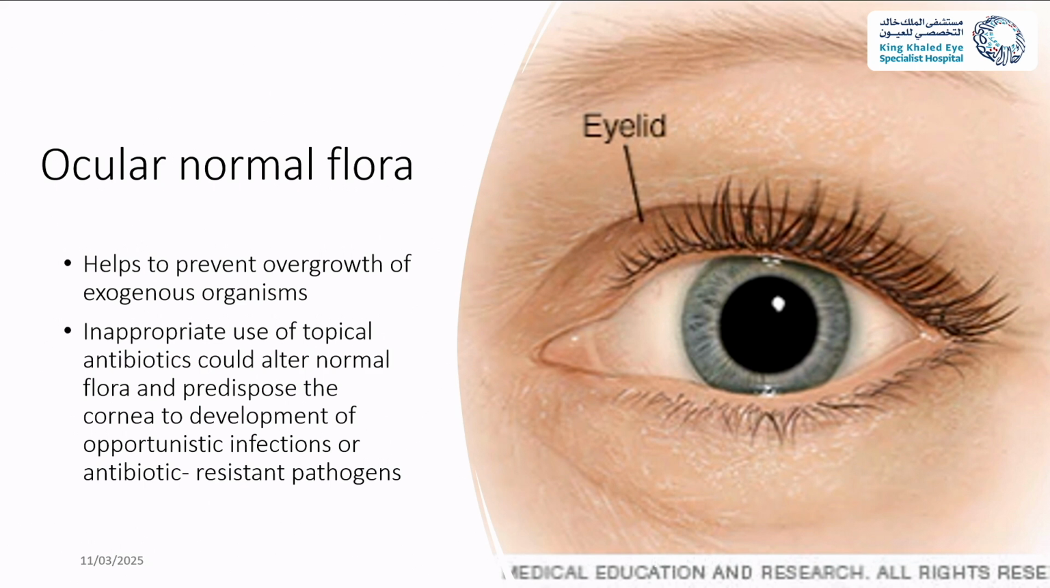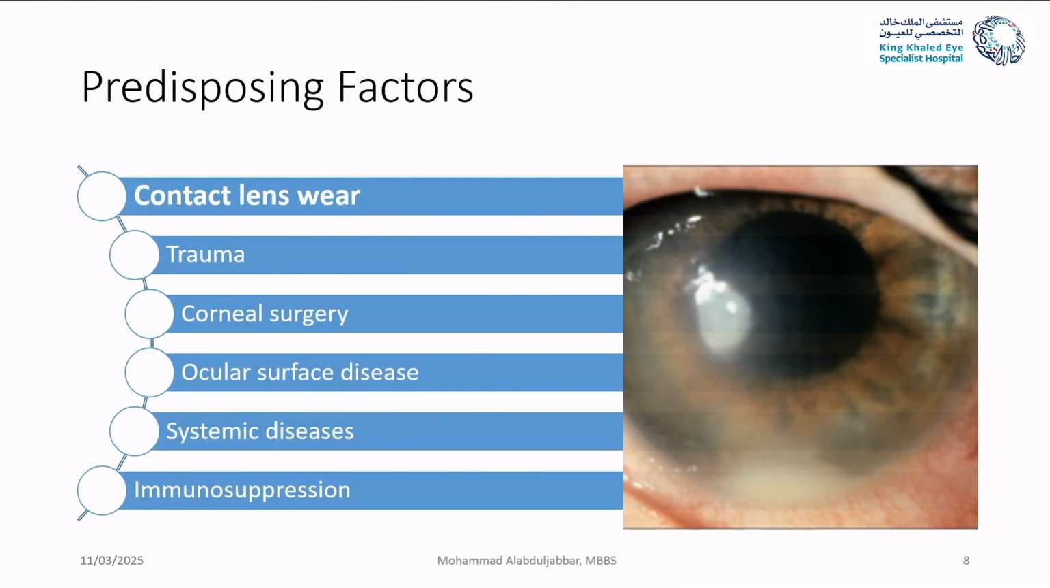The fourth mechanism is the normal flora. It helps to prevent overgrowth of exogenous organisms. In case of inappropriate use of antibiotics, that will kill the normal flora that we have inside the eye, and this will predispose to development of infection. Other risk factors causing microbial keratitis are contact lens, trauma, surgery, ocular surface disease, and systemic disease or immunosuppression. The most common cause for bacteria is contact lens wear, commonly associated with Pseudomonas, and can also be associated with fungi or Acanthamoeba.